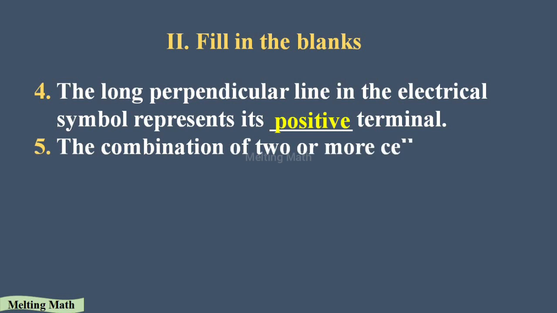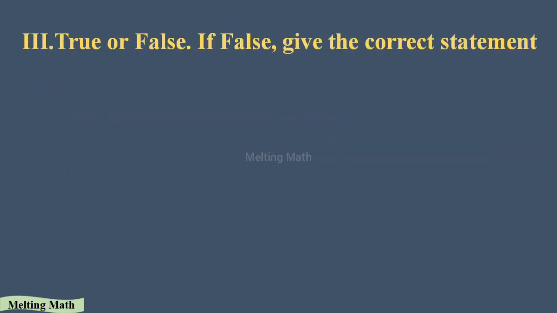The combination of two or more cells is called dash. We already discussed it. The combination of two or more cells is always called a battery. Okay. So battery is the correct answer here. Let's see the third Roman letter, true or false. If false, give the correct statement.